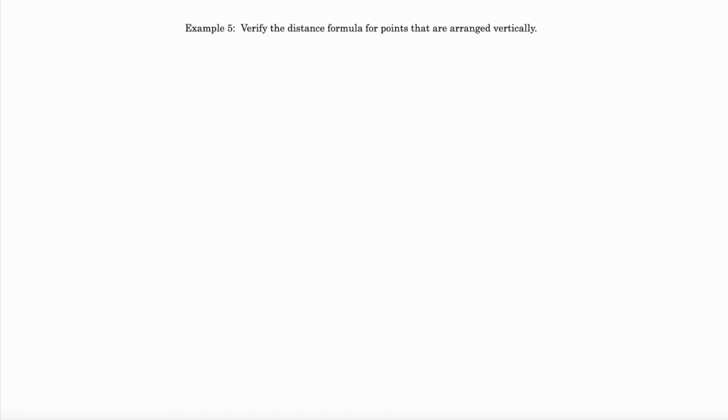What does it mean for points to be arranged vertically? If I've got an x and y coordinate system here, and let's say this point and this point, they're arranged vertically from one another, that tells me that they have the same x value. If they are arranged horizontally, they would have the same y value.